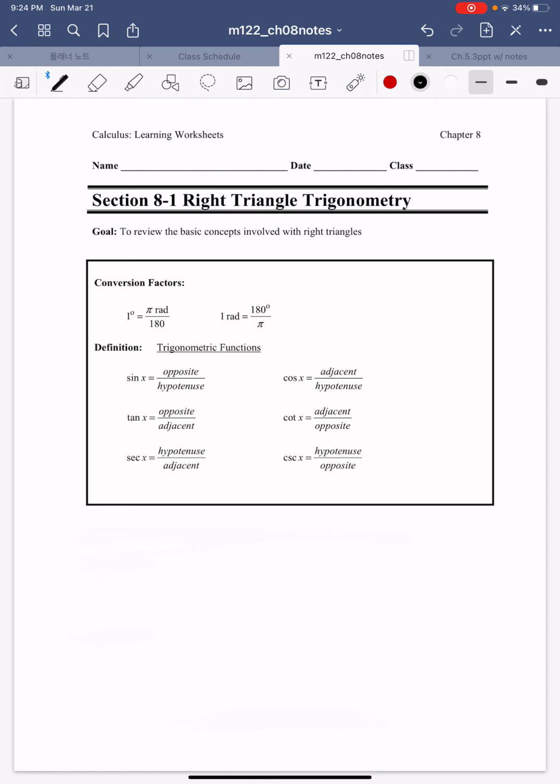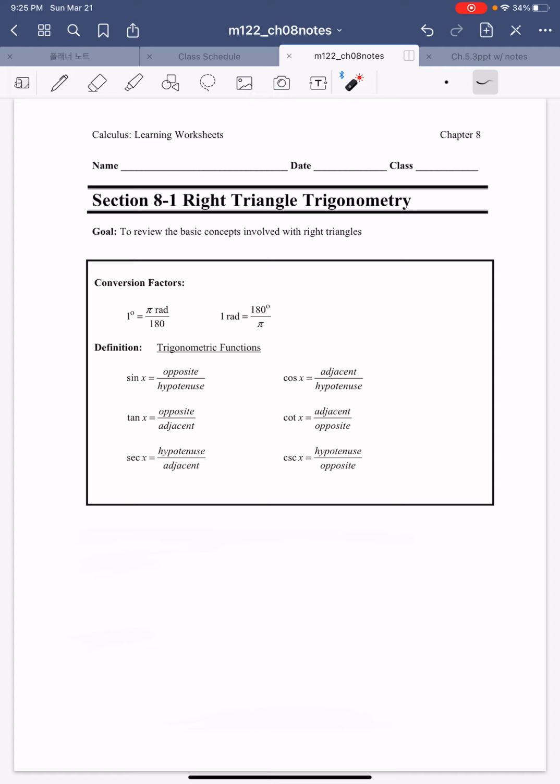Okay, so there are two widely used ways to measure angles in trigonometry. One of them is degree measure, in degrees, and then we have radian measure. So we can go back and forth between degrees and radians. 1 degree is equal to pi radians over 180. In other words, 1 radian is equivalent to 180 degrees divided by pi.